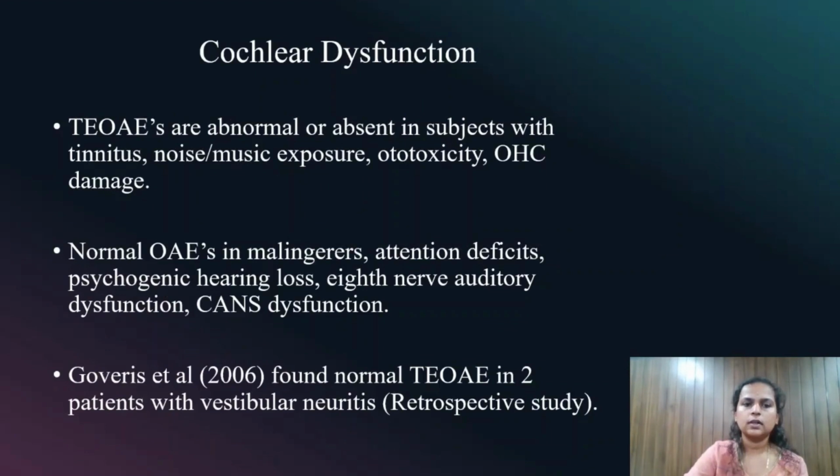Cochlear dysfunction: TEOEs are abnormal or absent in subjects with tinnitus, noise-induced hearing loss, ototoxicity, and outer hair cell damage. OAEs are normal in malingering, attention deficit, psychogenic hearing loss, eighth nerve auditory dysfunction, and central auditory nervous system dysfunction. Govers et al. found that TEOE is normal in 2 patients with vestibular neuritis.